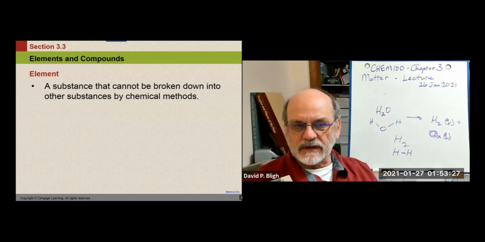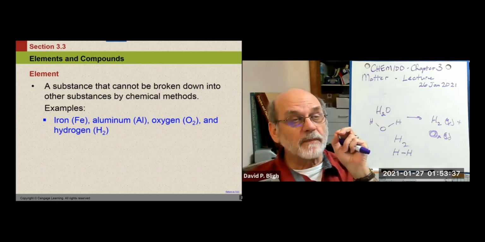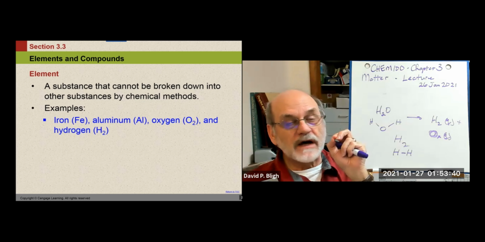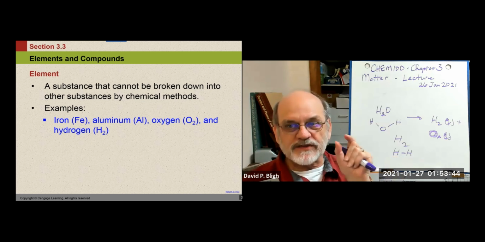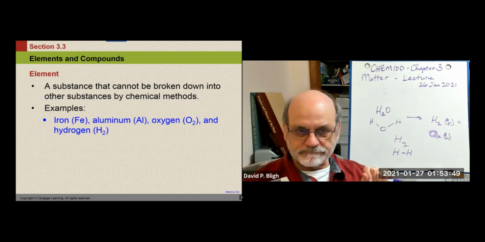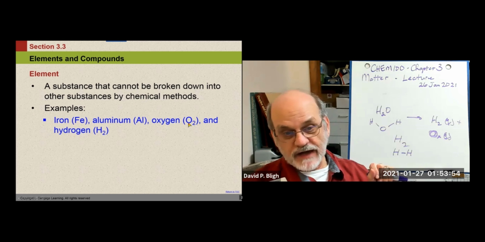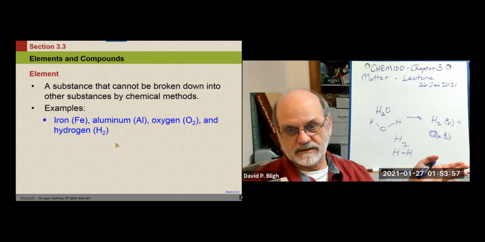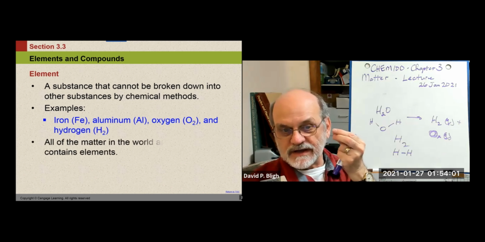But the element is characterized by a single identity. All the atoms in an element are the same identity. Examples: iron, aluminum, oxygen, even though it's diatomic, and hydrogen, they're all elements. And the smallest part of an element is an atom.